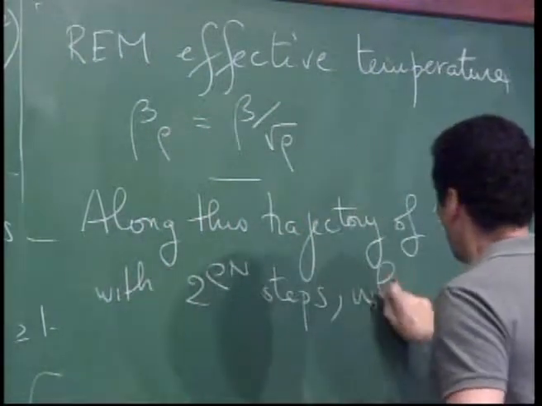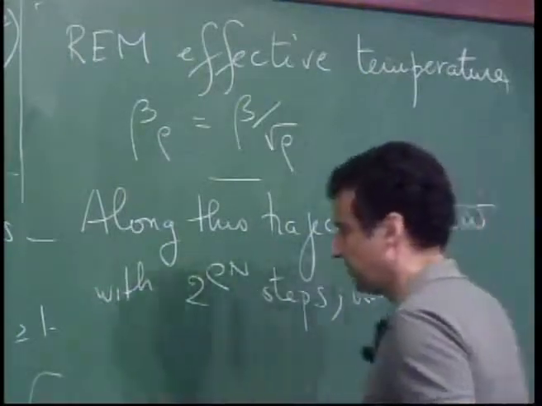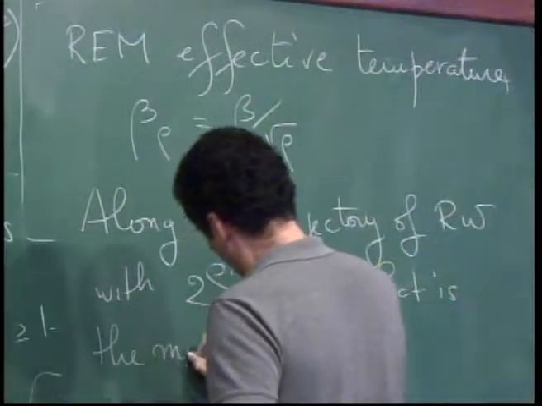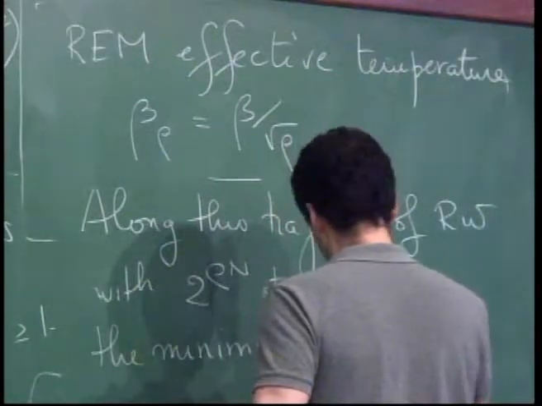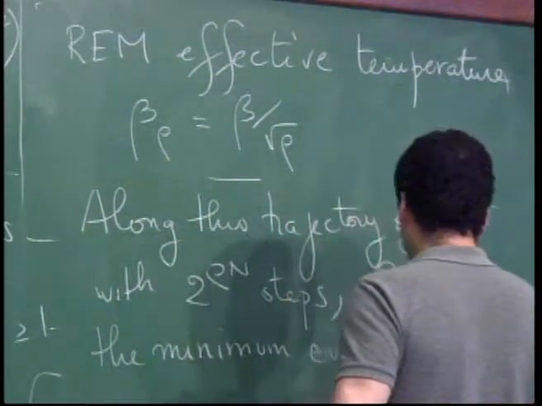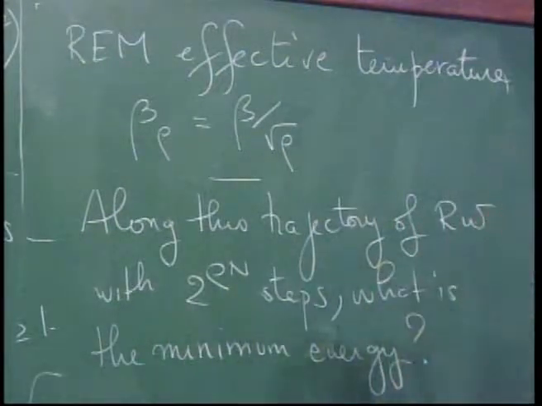The question is, what is the minimum energy observed? Or Hamiltonian, if you want. So you have this trajectory, and the question is, how deep do you go? So I'm asking exactly the question that Alex was asking along the line. Right? You look at these deep traps. What is the deepest one you can find?